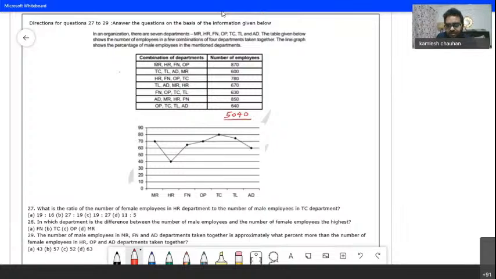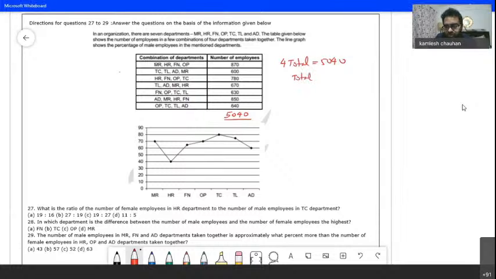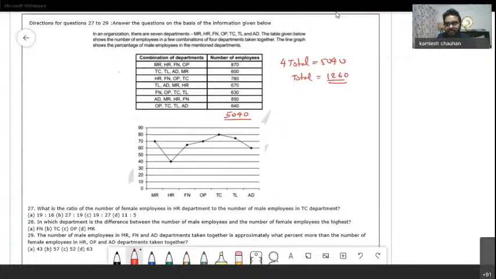So what we can say is, this is what we can write. The sum of all the departments into 4 is 5040. So total is how much? 1260. Everyone got it? Each of the departments is coming 4 times. So 4 times MR plus HR plus FN plus OP plus TC plus TL plus AD is equal to 5040. So the sum of all the departments has to be 1260. Anyone any doubt in this part? Everyone clear?